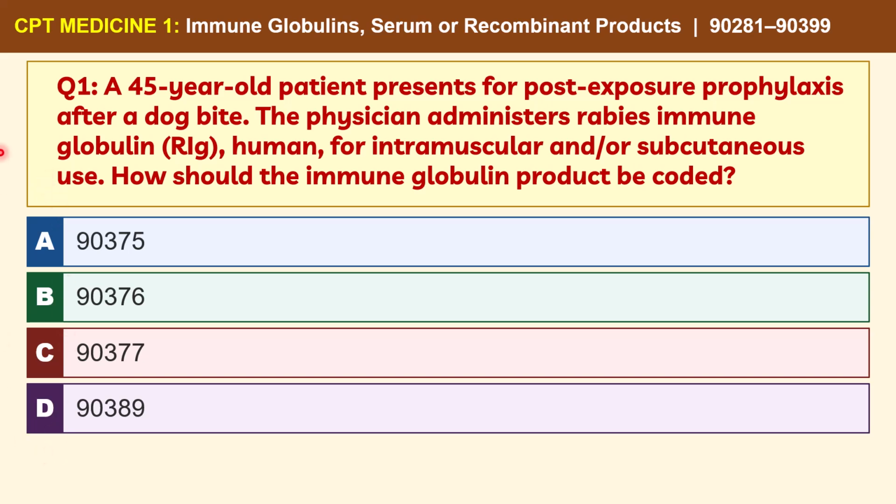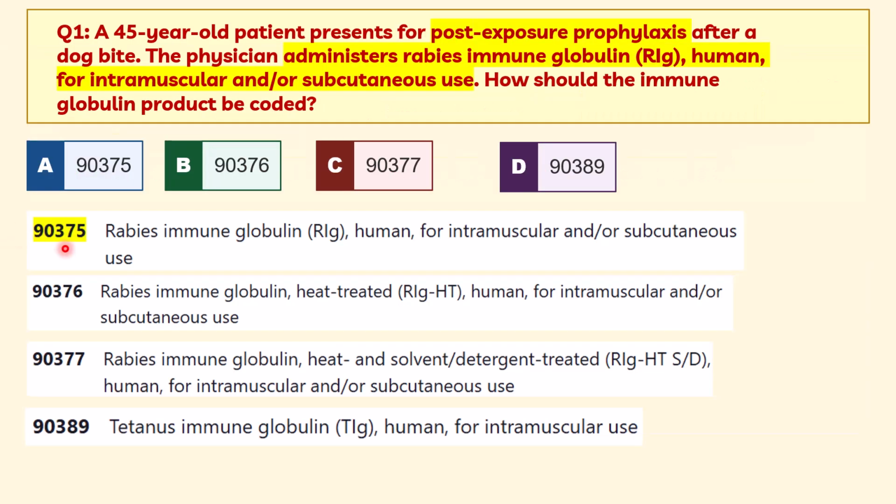So there are 4 answers available. Pause the video, take your CPT code book and find the answer. Here you have to highlight this is a rabies immune globulin human for intramuscular and subcutaneous use. Once you look at the codes, all answers are adjacent codes, so you can use the elimination method for the exam purpose. I will explain the CPT alphabetic index method as well. Once you go to the codes, 90375 is rabies immune globulin human for intramuscular and subcutaneous use. So that is the correct code. When you look at other answers, those are not suitable. Let's see this one, 90376 rabies immune globulin heat treated, and this one heat and solvent detergent treated. So here the correct code will be answer A.